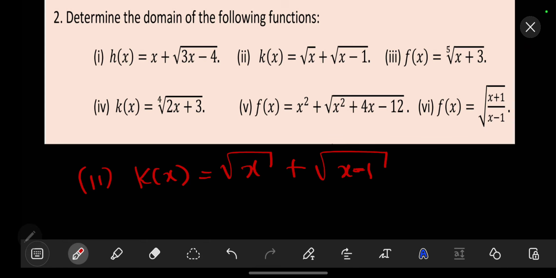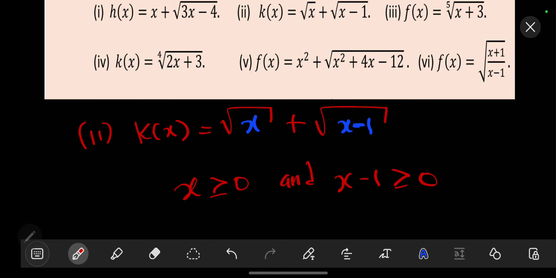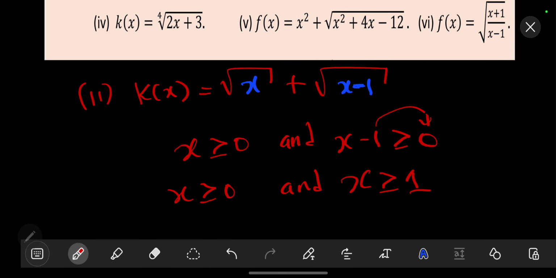what is the domain for this one. So you're going to set this greater than or equal to 0. You're going to say x should be greater than or equal to 0. And you're also going to set this other one greater than or equal to 0, and say x minus 1 should be greater than or equal to 0. So this one already says that x is greater than or equal to 0. And this one, you take the 1 to the other side, it will be x is greater than or equal to positive 1, like that.